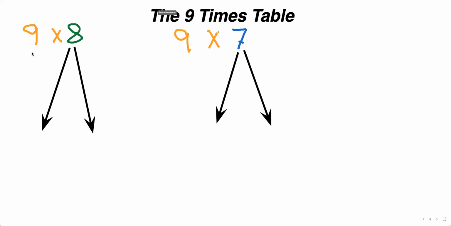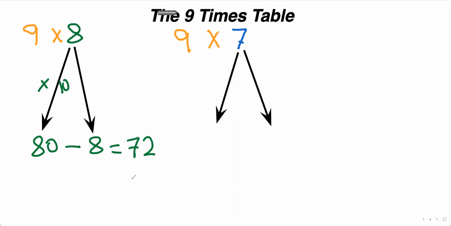So to multiply anything by 9, you could just take that number, multiply it by 10, you get 80, and then you minus that same number, which is the 8, and you get 72. And that's the answer for 9 times 8.